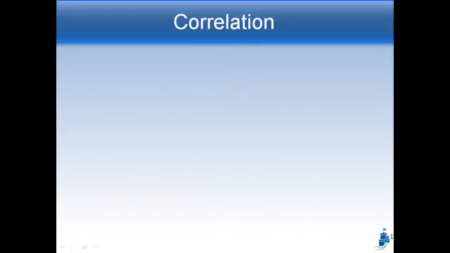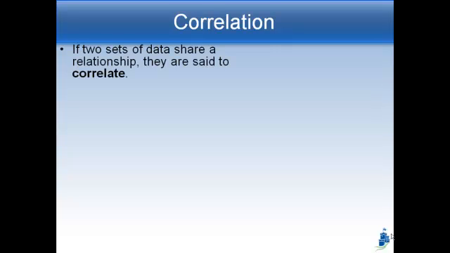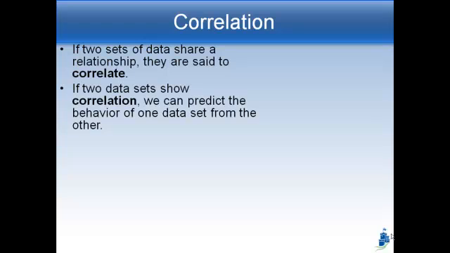Okay, so before we can discuss further how to use correlation or what the correlation coefficient is, we first have to define what correlation means. I think many of you may have learned this before, but I want to just reintroduce it. So first of all, if two sets of data share some kind of relationship, they're said to correlate. Okay, and that means that they're connected. They share some kind of relationship.